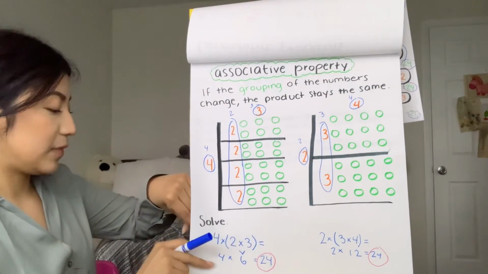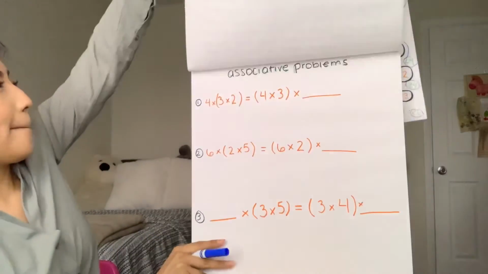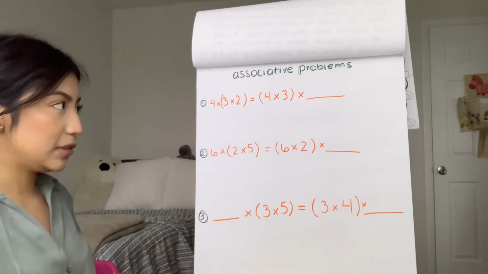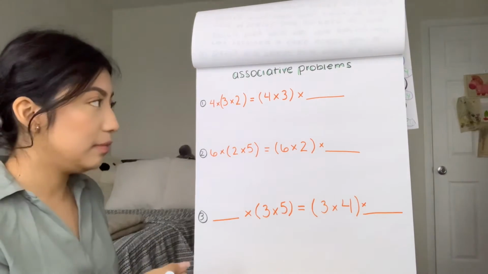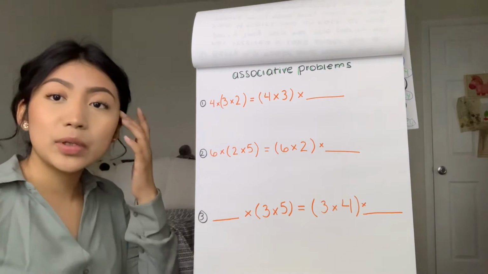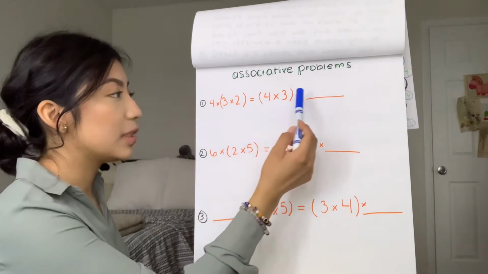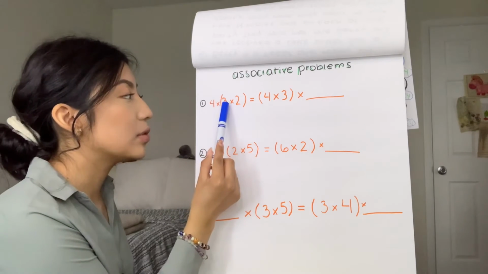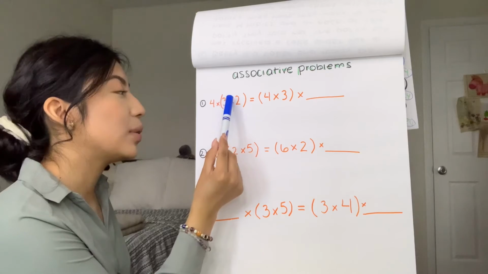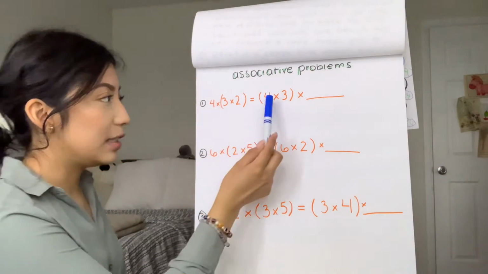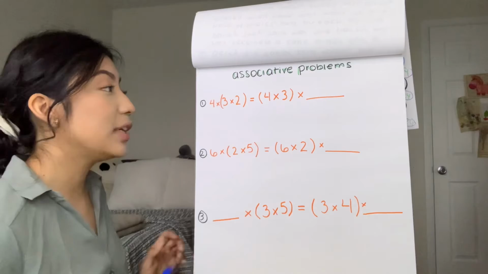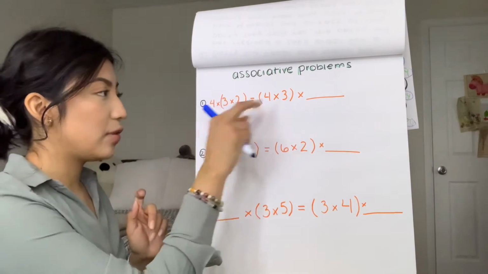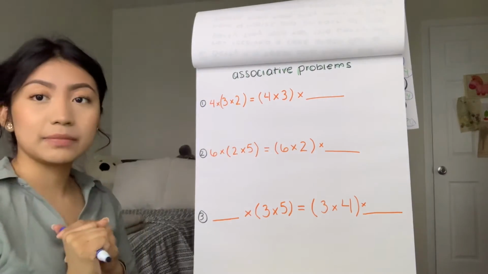So, let's see here. Let's think back to how we did the commutative property. Remember, let's pay attention to what number we have missing. So here we have 4 times 3 times 2 in the parentheses. And in here, we have the 4 times 3 in the parentheses. So what number are we missing on this side? We have 4 and 3 here. What number is missing? Yeah, the 2.